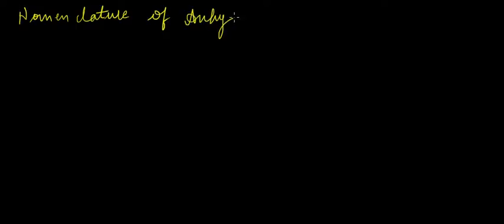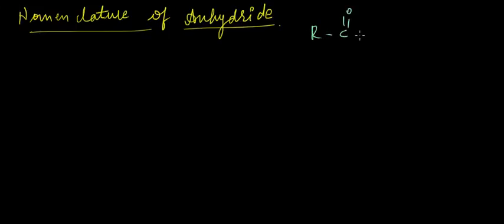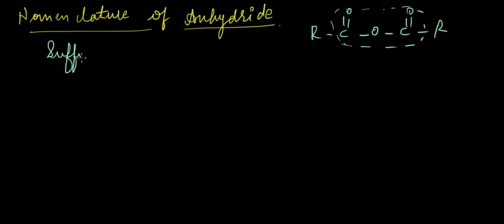Okay, so nomenclature of anhydride. Okay, so let's start. So what's an anhydride group? Anhydride group is RC double bond O O. This is the anhydride group. So what will be the suffix we'll be using to represent organic compounds having anhydride group? The suffix we'll be using is oic anhydride.